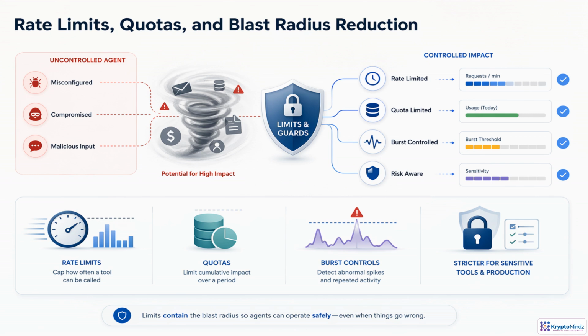Even well-designed agents can fail under pressure. A bad configuration, a compromised account, or a malicious prompt can turn normal tool access into high-impact damage. Limits reduce that blast radius. Rate limits control frequency, such as requests per minute. Quotas control total impact, such as refunds per day, records exported, or emails sent. Burst controls catch sudden spikes, retry loops, and exfiltration patterns before they scale. The rule of thumb is simple. The more sensitive the tool, and the closer it is to production, the tighter the limits should be.